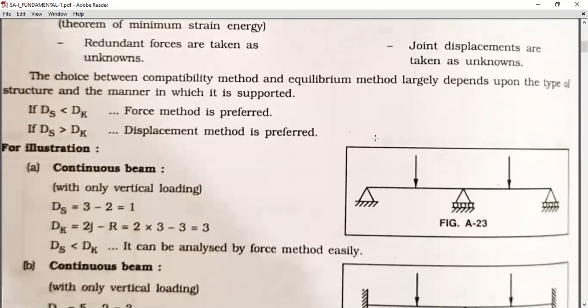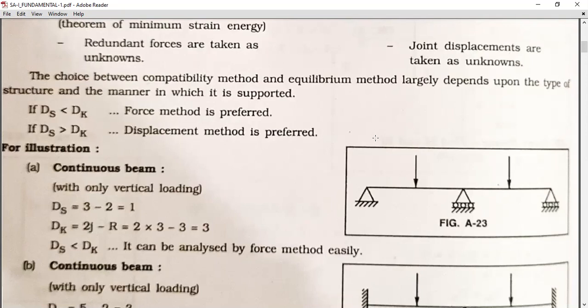The choice between the compatibility method and the equilibrium method largely depends upon the type of structure and the manner in which it is supported. If ds is less than dk, the force method is perfect. If ds is greater than dk, the displacement method is perfect.